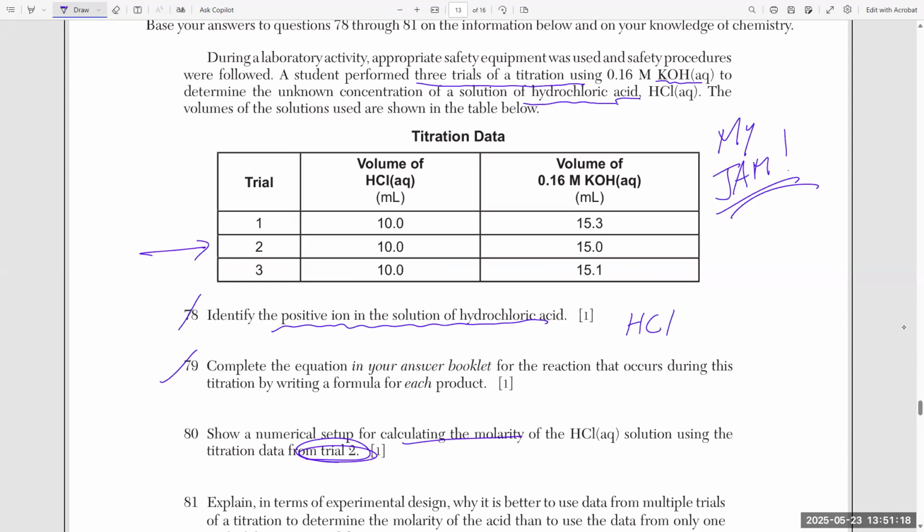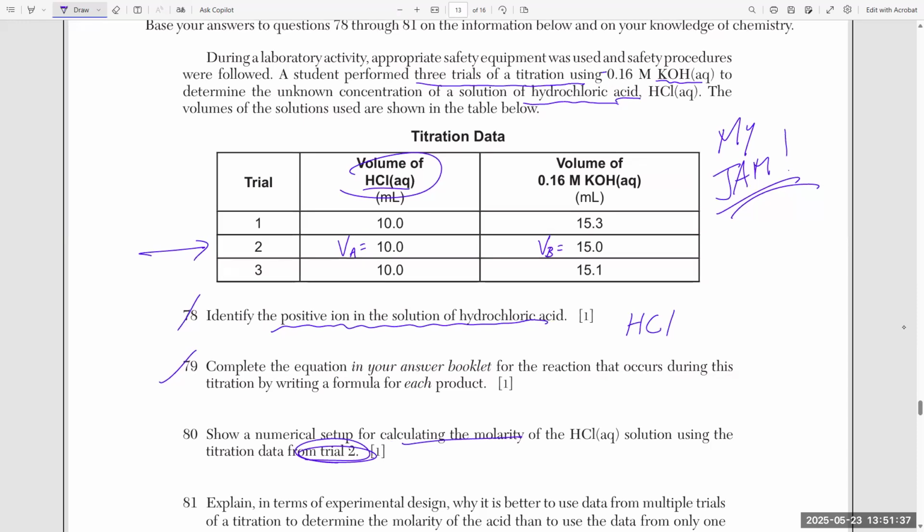What do we got? We got volume of HCl. What's this? Volume, V. And who's that? That's acid, VA. And what's this? This is VB, like that. So what else we need? We need the MA and MB, right? What's this up here? That's MB, that's base. And then what did it say? Molarity of HCl, that's MA. So that's our unknown.